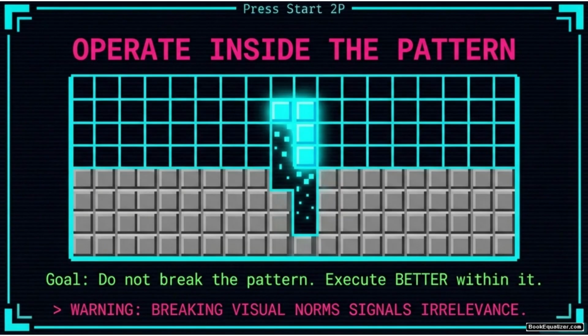Operate inside the pattern. This is the golden rule of cover design. Look at this visual. You're not trying to break the pattern. You're trying to execute better within it. Like a Tetris piece that fits perfectly into the grid. Goal: do not break the pattern. Execute better within it. Warning: breaking visual norms signals irrelevance.